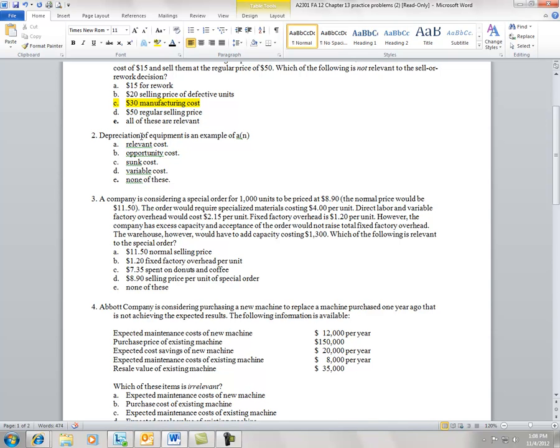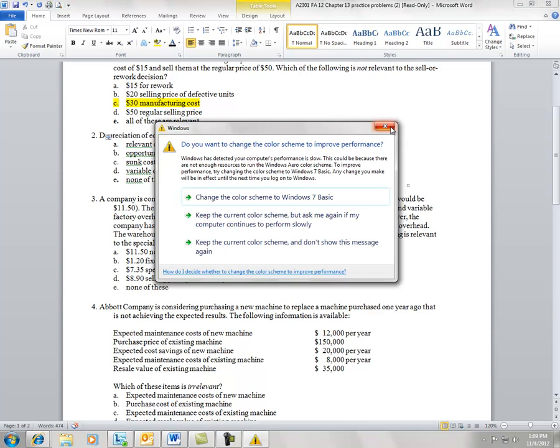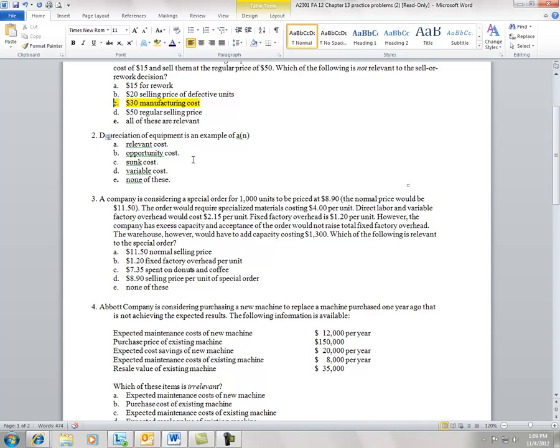Next up, we can take a look at number 2. Depreciation of equipment is an example of what type of cost? If we think about depreciation, this really can't be affected by any future action that the company might take. No matter what alternative the company comes up with, they might come up with 10 different alternatives, but no matter what, that depreciation is still going to happen. So this is what we would consider to be a sunk cost. And just by definition, sunk costs cannot be affected by any future action, and it's the same across all alternatives.